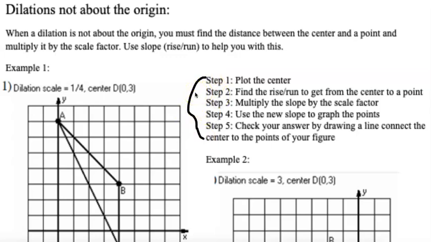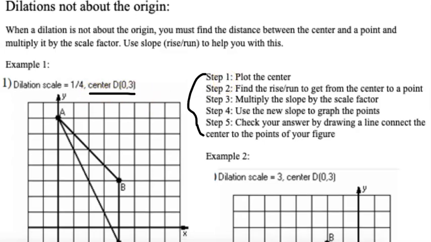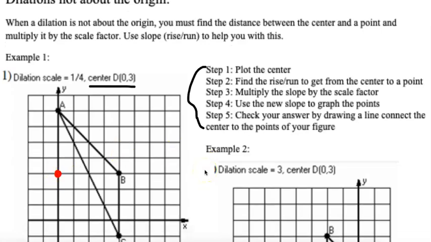So step one, you have to plot the new center. And so here is our new center: 0 and then 1, 2, 3. So here is the center of our dilation, okay? Then what you're going to do is find the rise over run to get from the center to each point. So we're going to break it down.